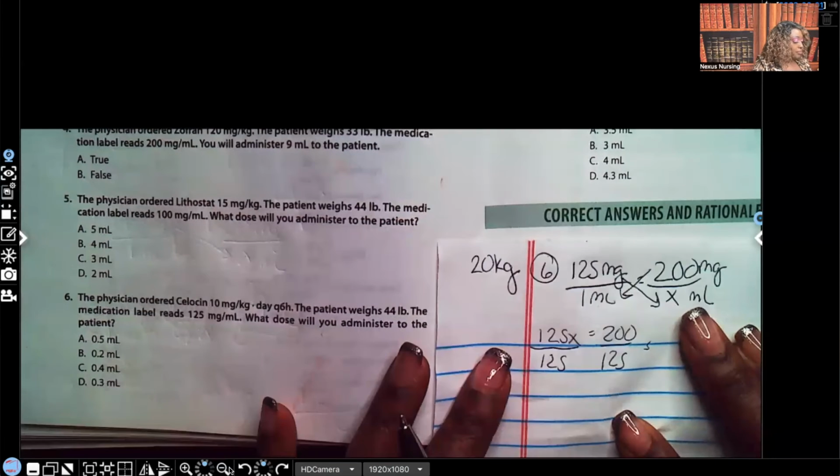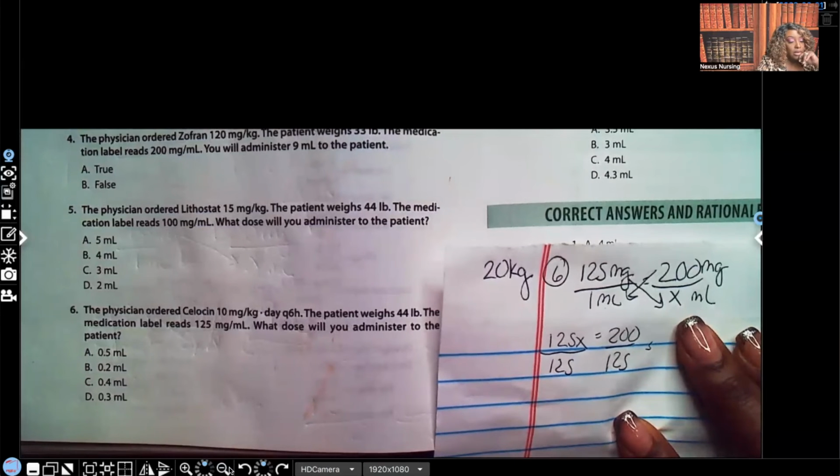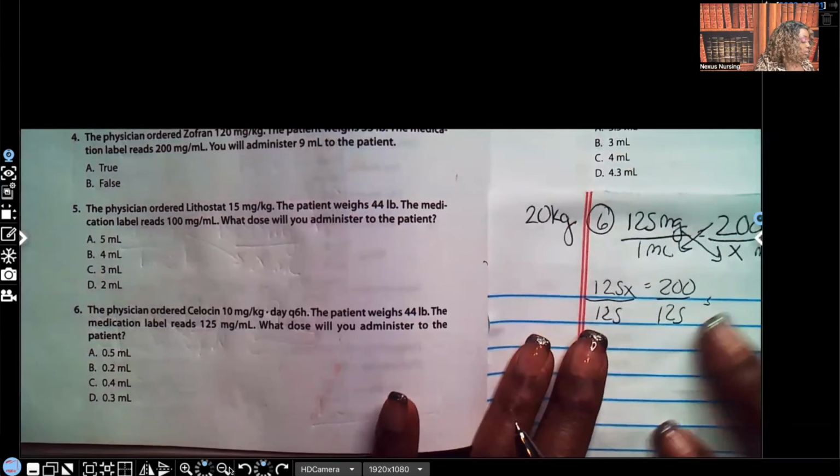Nope, I'm all off. I did something wrong. Let me see if I can figure out what I did wrong. Number 6, the answer is supposed to be 0.4. Okay, let's see what I did wrong.